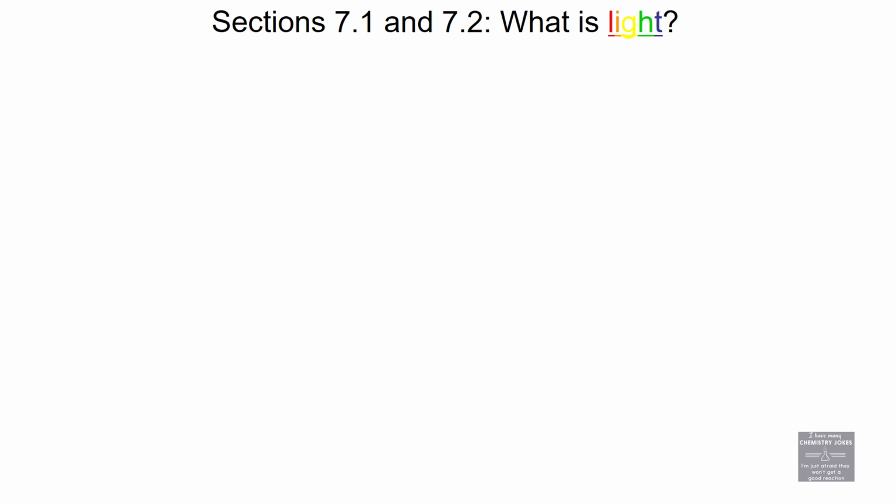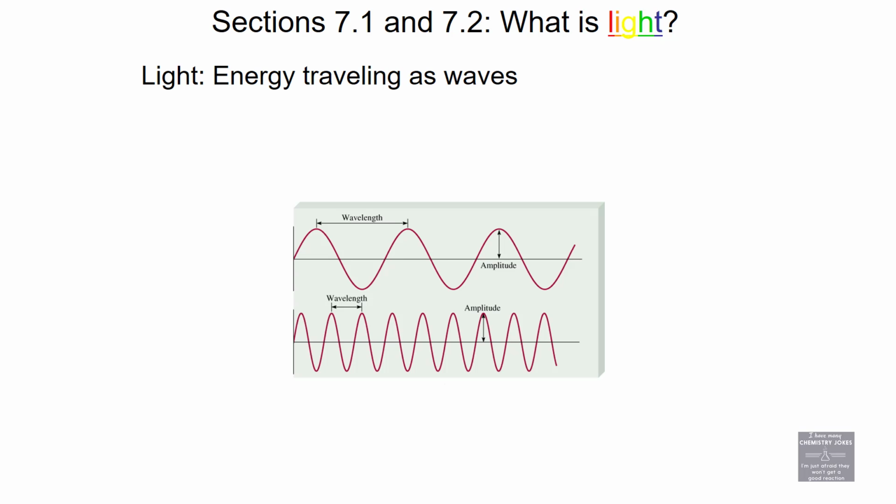As we continue our discussion of energy, it's time to talk about light energy. Light can be thought of as energy traveling as waves. So that's one way to think of light. Here are a couple of waves. These waves down here have crests and troughs.